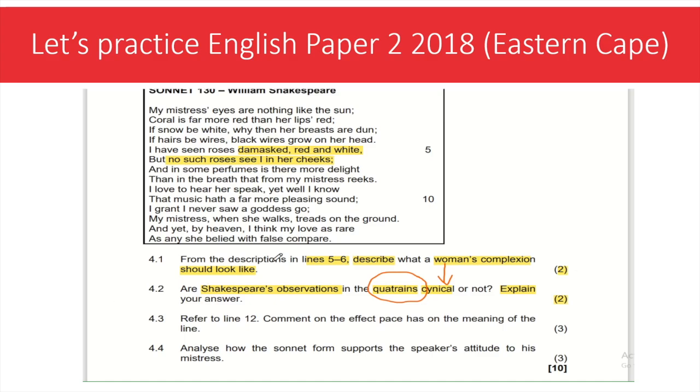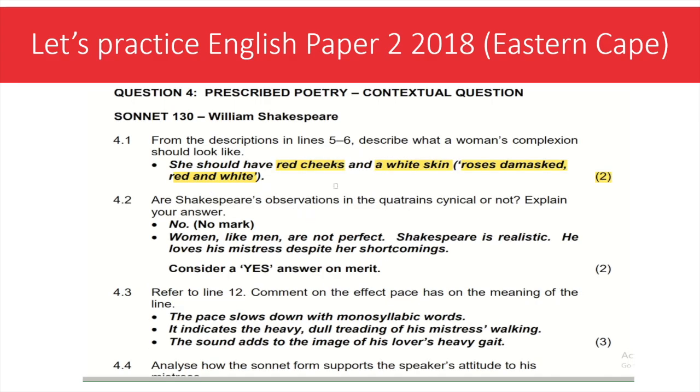So you're going to say yes or no. Remember, you don't get marks for yes or no. And then you need to explain your answer. Why do you say so? Give evidence of why you say so. Okay, so let's have a look. I think he's quite cynical of her, but let's see what the memo says. So you could have said no. Women, like men, are not perfect. Shakespeare is more realistic. He loves his mistress despite her shortcomings, and that is for the 2 marks.